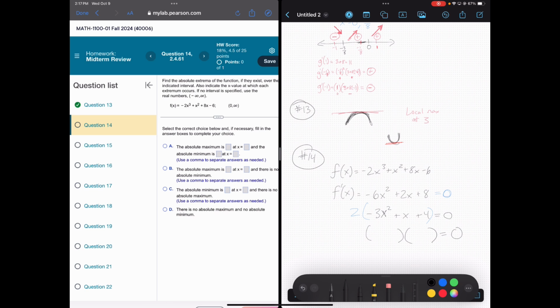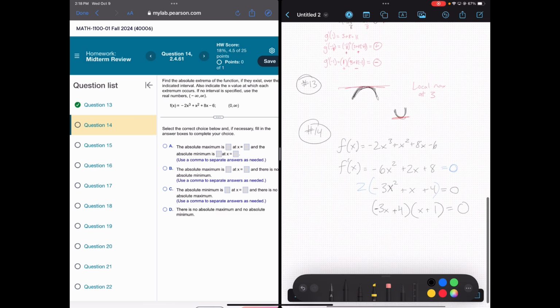But if we factor, one of these terms is going to have a 3, and this one's going to be negative, and this is going to be a plus 1, and this is going to be a negative 1. Or negative 4. No, positive 4. There we go. Okay. Sorry, I skipped through that factoring, but hopefully you guys would be able to kind of do that on your own. This gives me 2 possible critical points, because now I can solve each of these, and I'm left with x equals negative 1 and x equals 4/3.